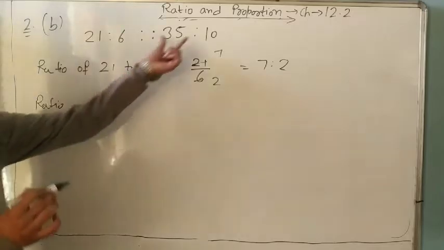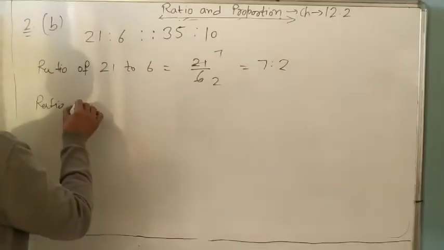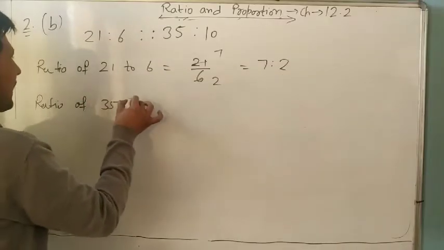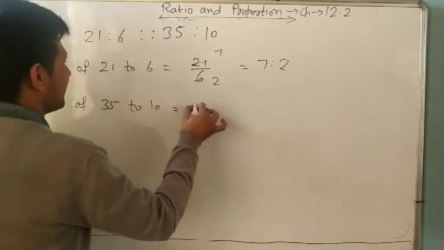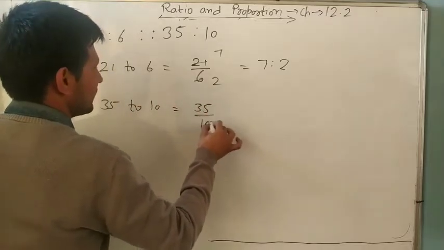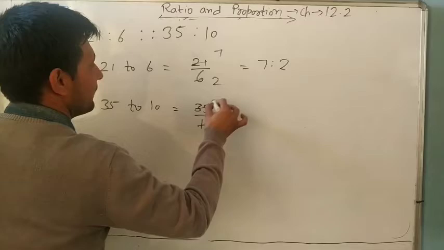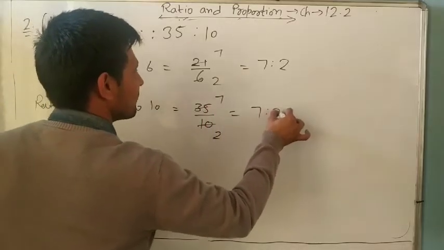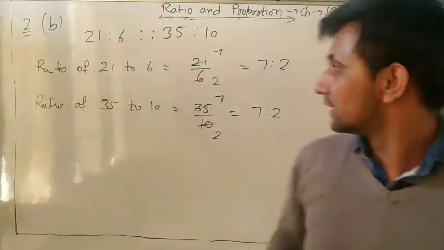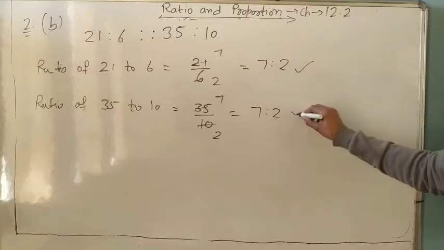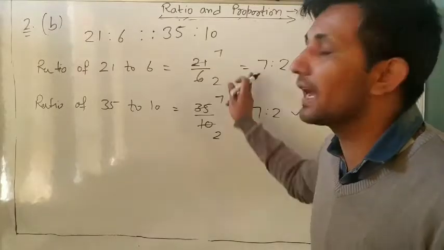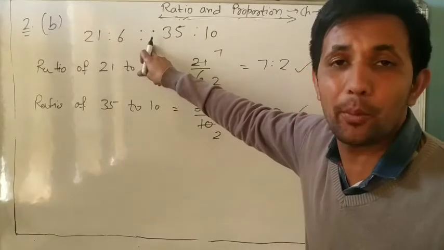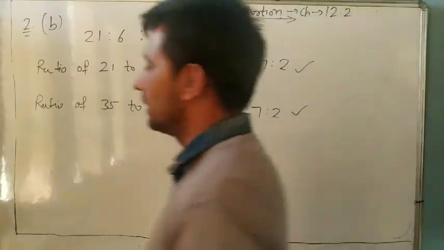We will find the ratio of the last two terms. So the ratio of 35/10. 5 twos are 10, 5 sevens are 35. What comes? 7/2. Yes, it is also 7/2. It means they are in proportion as given. Yes, so it is true.